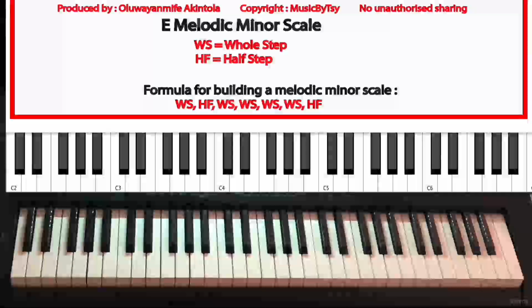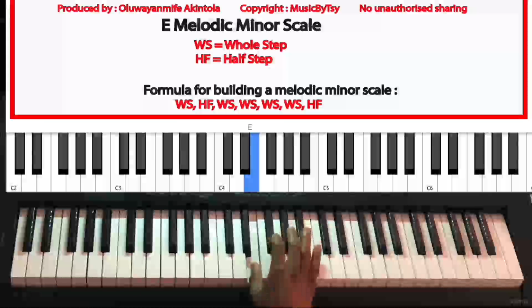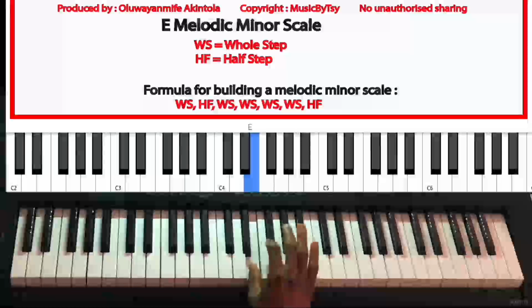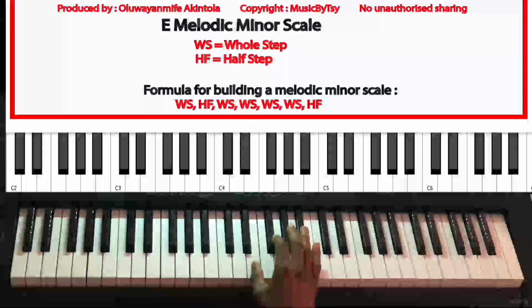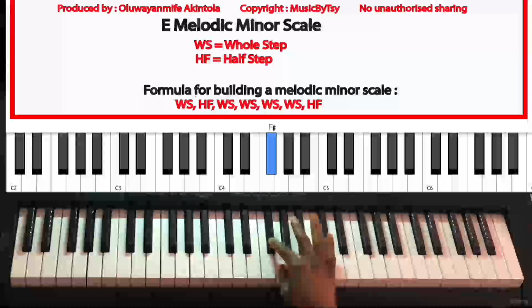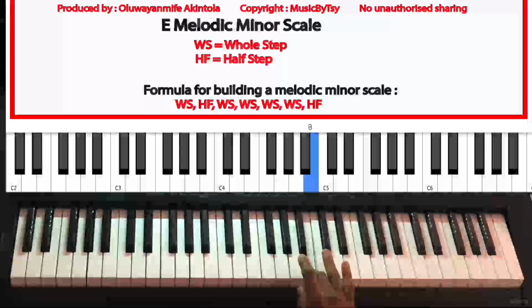Now we want to build the E melodic minor scale. So what we're going to do is we're going to take the 6th and the 7th note of the E natural minor scale, and we're going to increase each of those notes by a half step each. And that is going to give us the E melodic minor scale. So yeah, let's do that. So starting from the key of E, let's count the notes as we move up the scale. So 1, 2, 3, 4, 5.